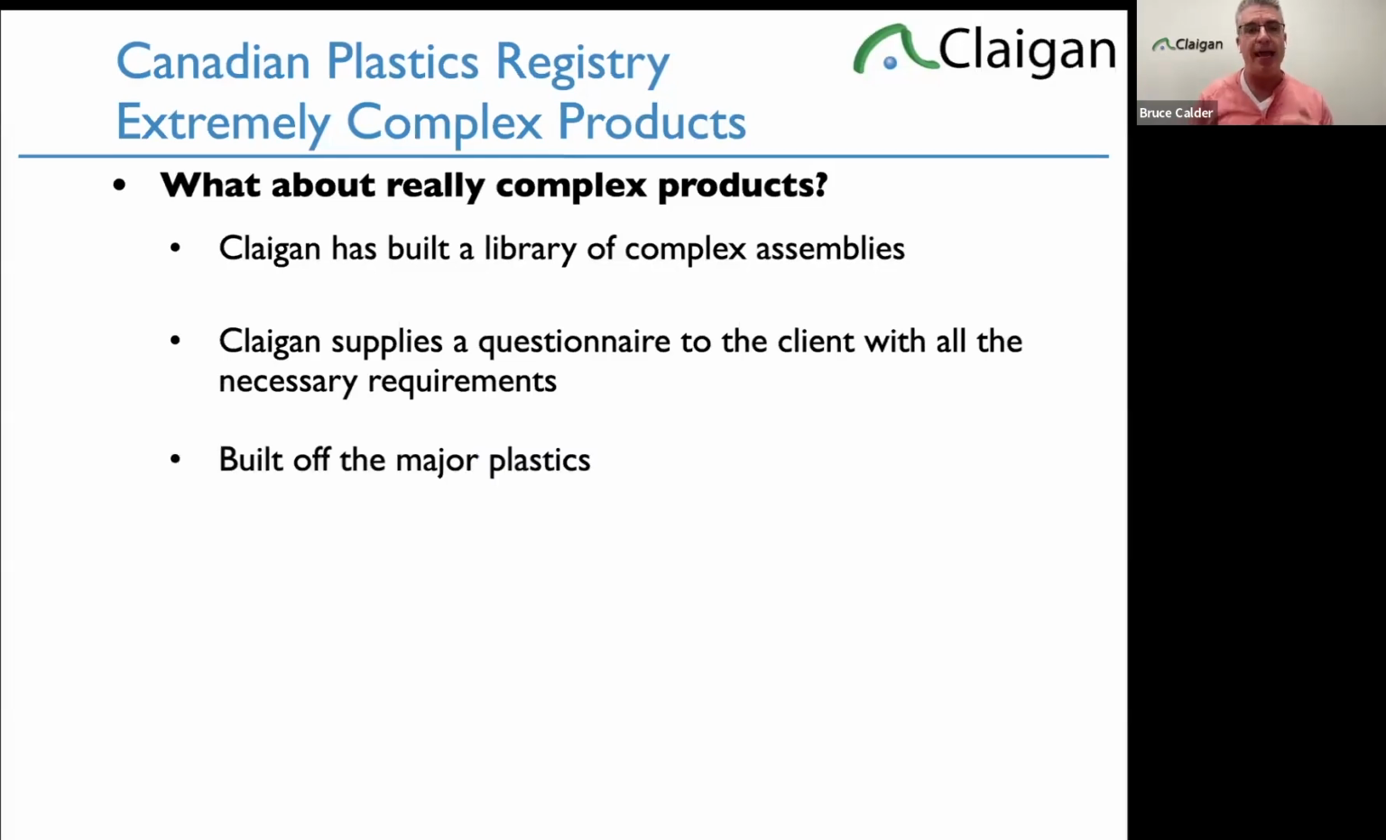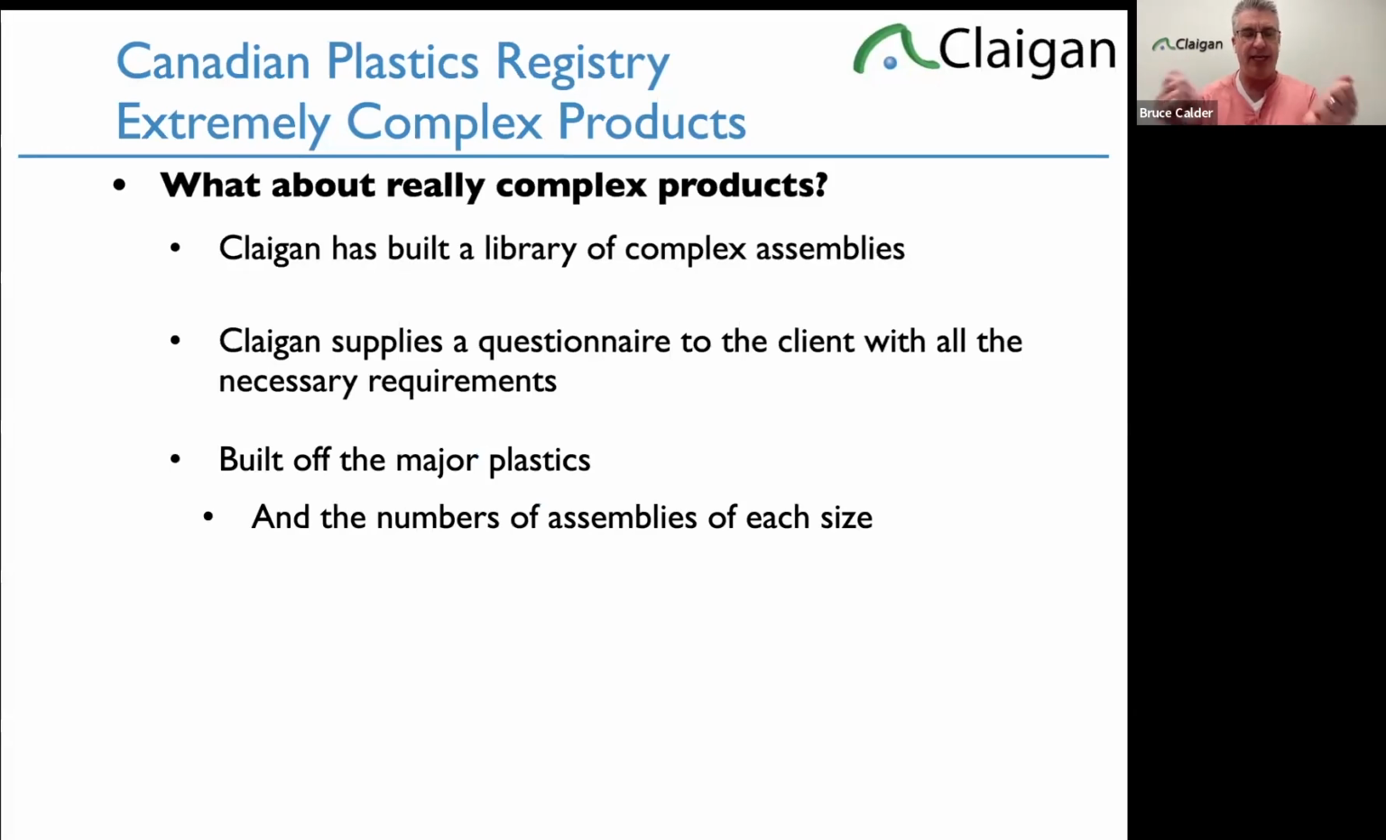So there's a questionnaire, and it's built heavily off the major plastics and the number of assemblies of each size. It's funny, when you look at different products of the same size, what usually is the biggest difference in their declarations is the outer plastic. When we take two tablets made by two different manufacturers, two major iPad-type tablets, the innards plastics are almost identical, because they're basically the same circuit boards and battery and display and antenna and all that. But the outer plastic is different, and that's actually what makes them different.